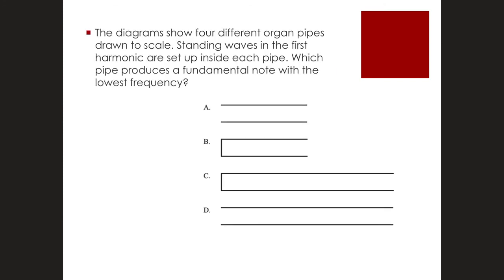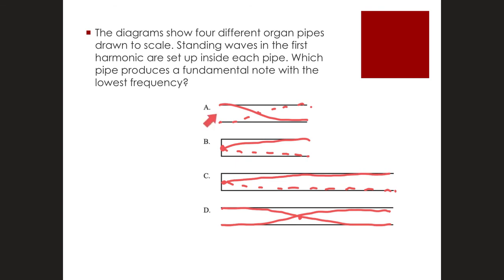Okay, it gives me 4 different organ pipes, and notice we have open ends and closed ends, and it wants you to set up the first harmonic inside each pipe. So let me just go and draw those in. So with two open ends, I need antinodes at each end, and it will have one node in the center, and this is actually 1/2 of a wavelength. With B, I have a node at the beginning, an antinode at the end. This is actually just showing 1/4 of a wavelength.